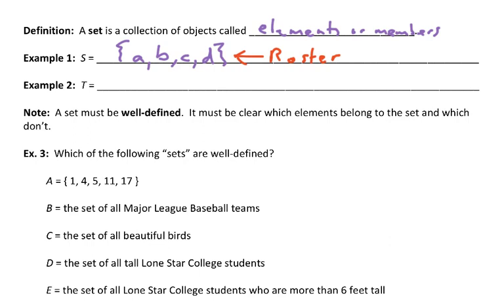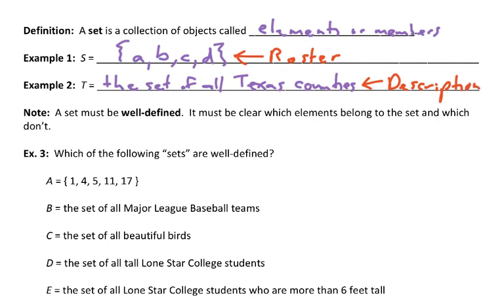However, we can also describe a set in words with a description. For example, let T be the set of all Texas counties. So I'm not making a list. There are actually 254 counties in Texas. That would be a long list. We just simply give a description. And that's completely valid too.